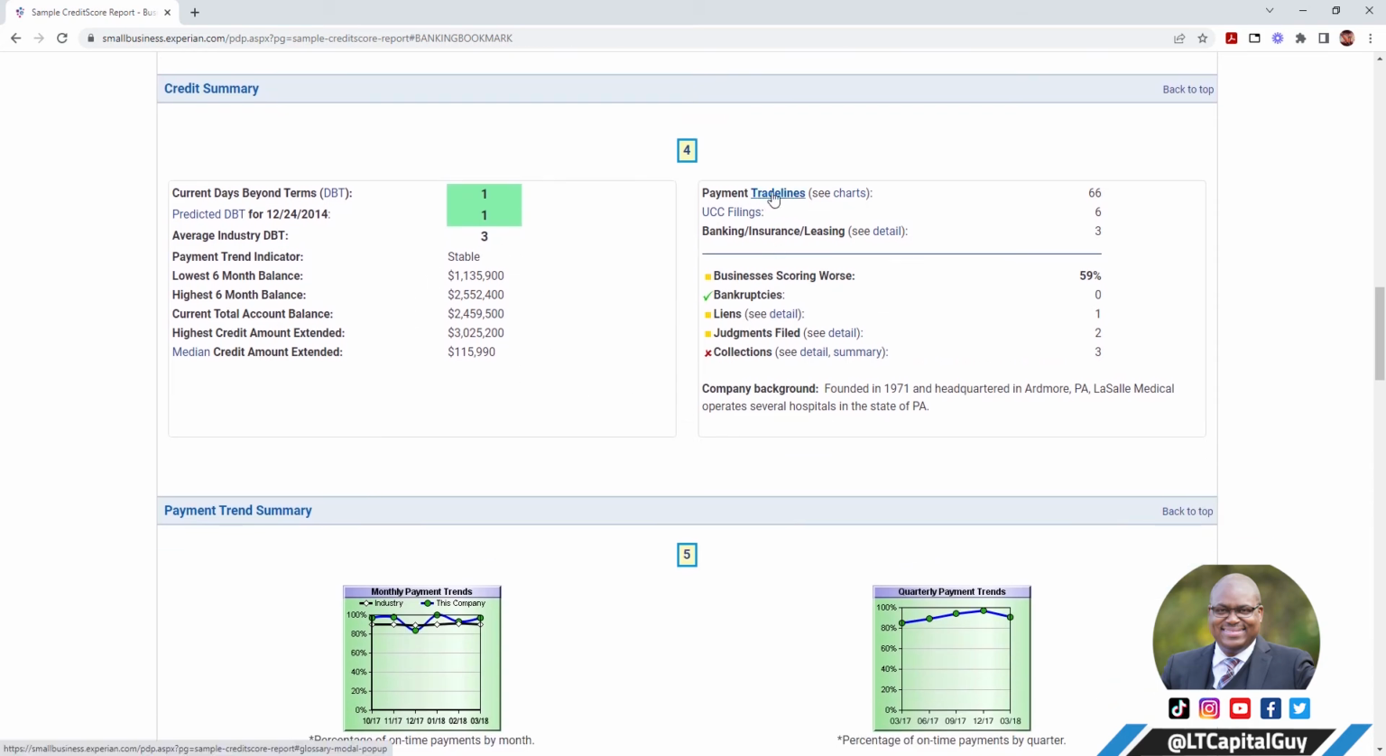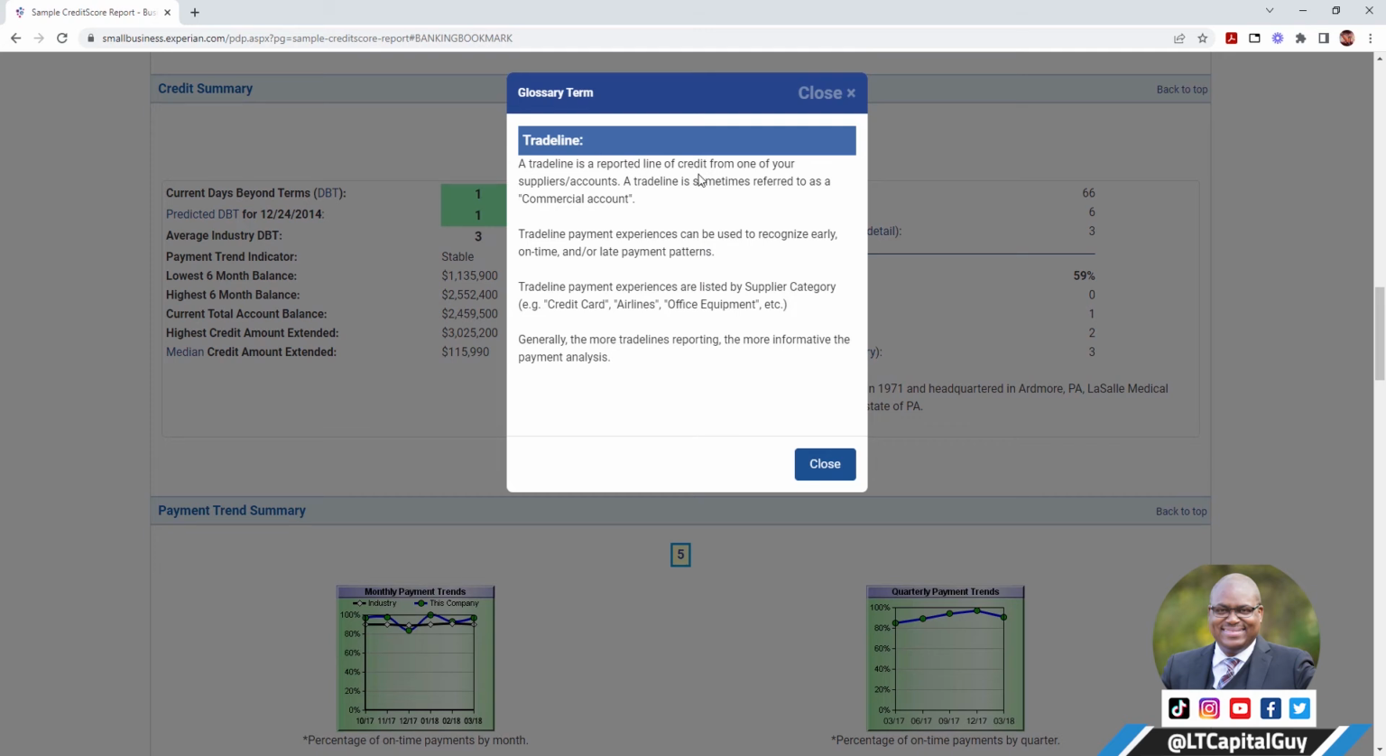Then you also have your payment trade lines, and this gives you information on what a trade line is. A trade line is a reported line of credit from one of your suppliers' accounts. A trade line is sometimes referred to as a commercial account. So it's basically just one account. Trade line payment experiences can be used to recognize early, on time, and or late patterns. So it's basically a record of your payment activity, almost like your personal credit. And trade line payment experiences are listed by supplier categories such as credit card, airlines, office equipment, and generally the more trade lines, the more informative the payment analysis.